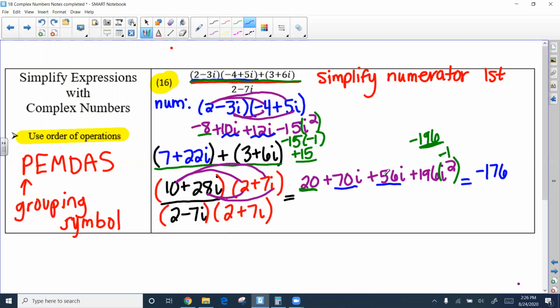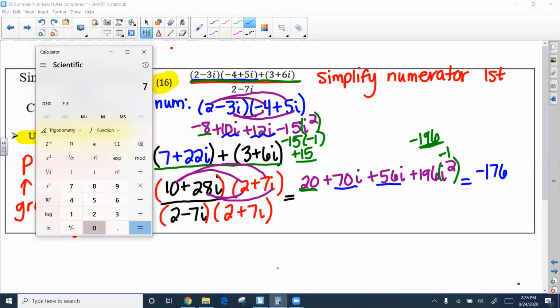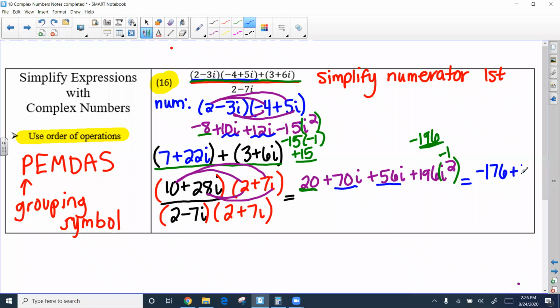And then if I combine the i part, 70 plus 56, again, if you don't want to think about it, you can just always add on a calculator. 70 plus 56 is 126. So that would be plus 126i. Okay, so that's our numerator. So I distributed and got -176 plus 126i.